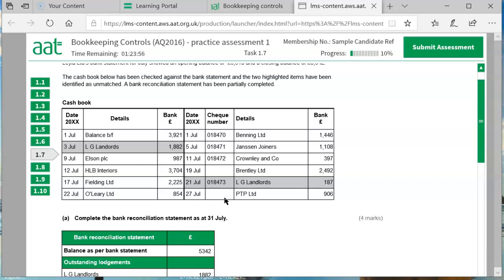Let's check the credit side now. 1446 plus 1108 plus 397 plus 2492 plus 187 plus 906. The credit total is 6,536. So the debit total is 13,573 and the credit total is 6,536. So calculate the balance by seeing the difference between these two totals. So 13,573 minus 6,536 will give you a balance of 7,037, which matches your answer.